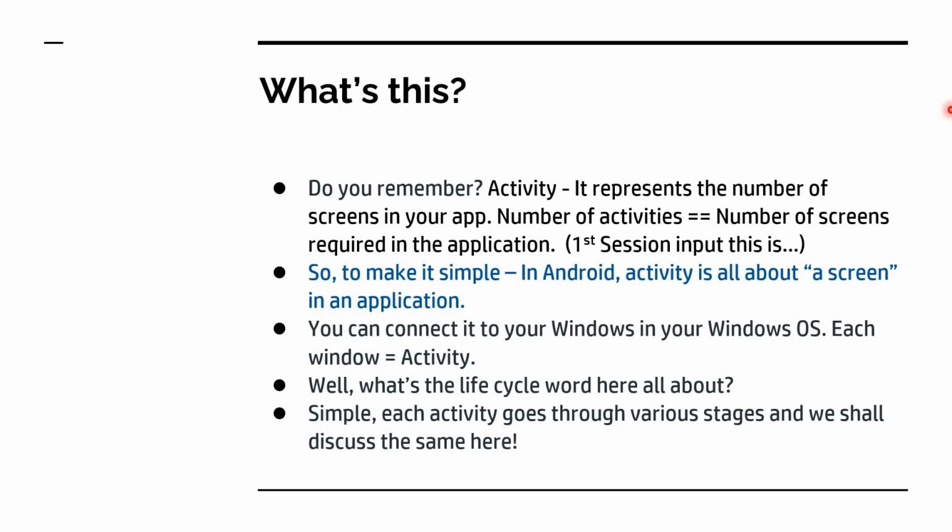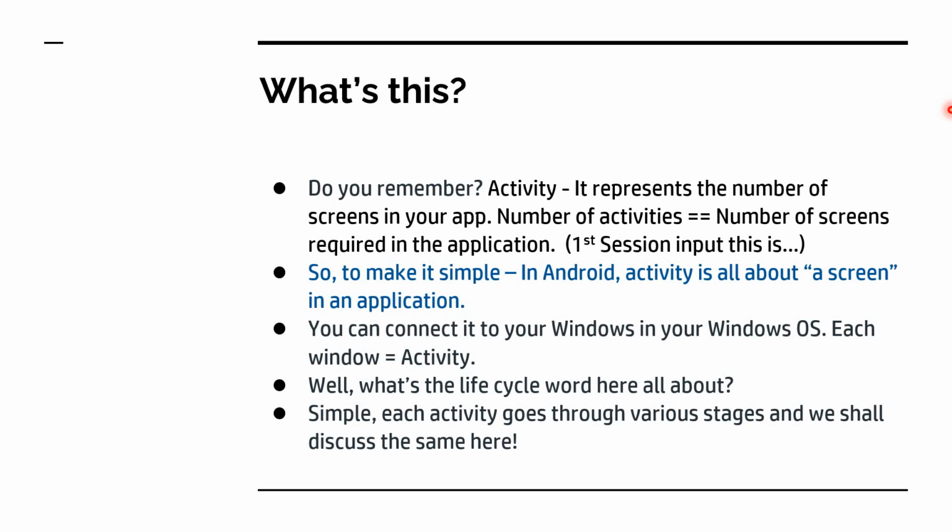In the first session itself, I told you very clearly what an activity is. It represents the number of screens in your app. Whatever number of screens you have, it is equivalent to the number of activities. So please understand, the number of activities corresponds to the number of screens in the app. To make it very simple, in Android, an activity is all about a screen.